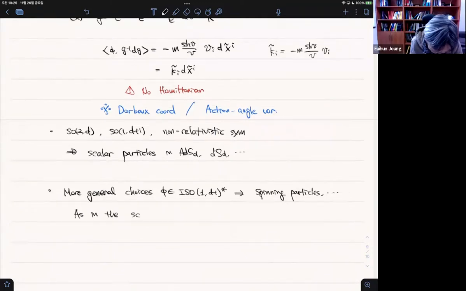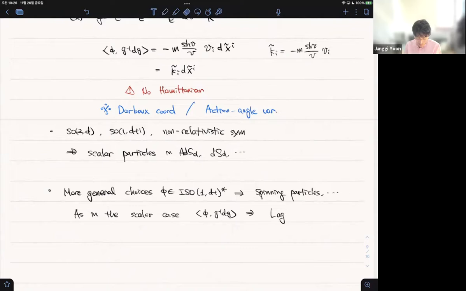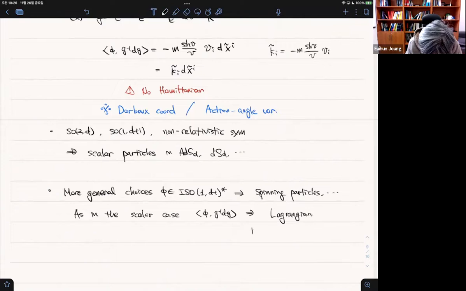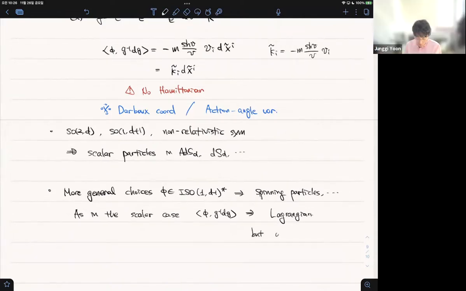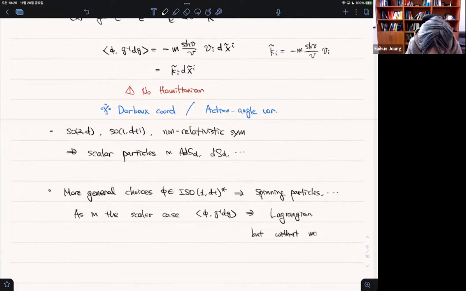As in the scalar particle case, phi G inverse dG just gives good actions, the Lagrangian. But without manifest covariance.